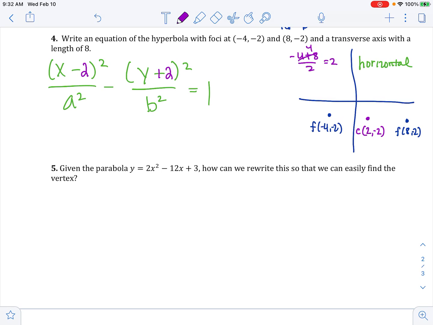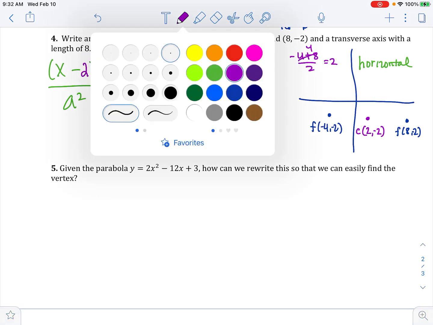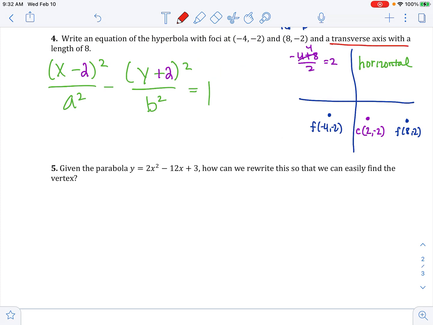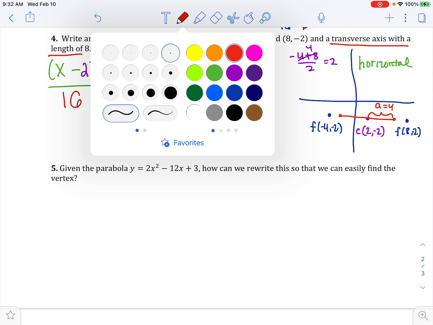Now I need a squared. A is the distance between my center and my vertices. I wasn't given it. I need b squared. It's the distance between my center and those other 2 points. I wasn't given it. So I was given c, but I need either a squared or b squared to do this. So I say, wait, what was the other information I was given? I was given that the transverse axis has a length of 8. So that means that the distance from vertex to vertex, right here and right here, is 8. That means a is 4. Okay, so now I know a is 4, so a squared is 16.